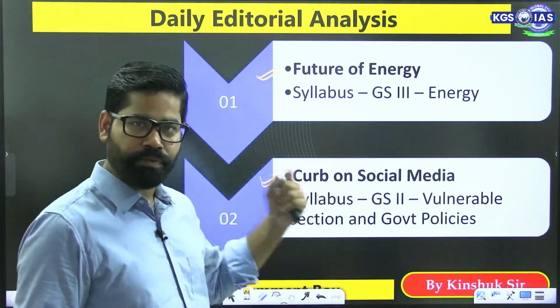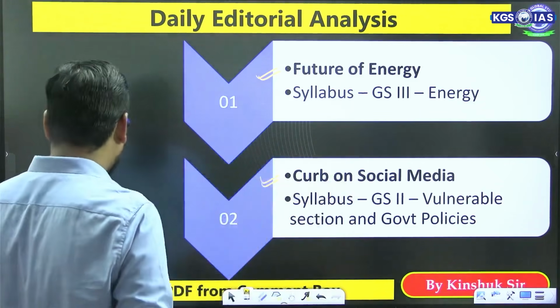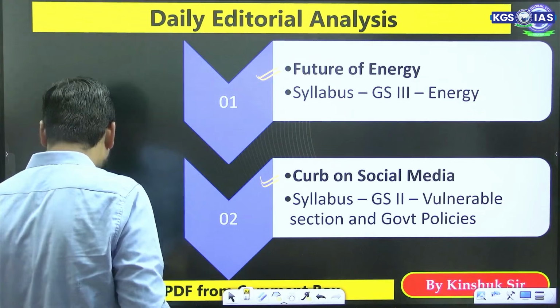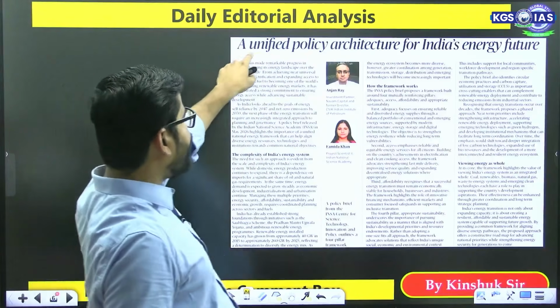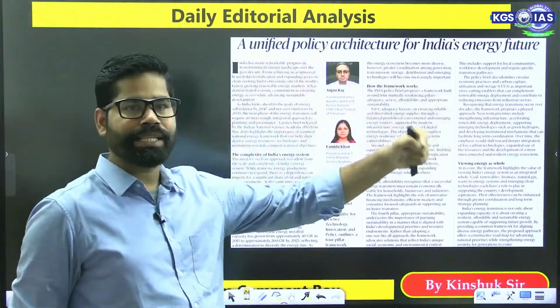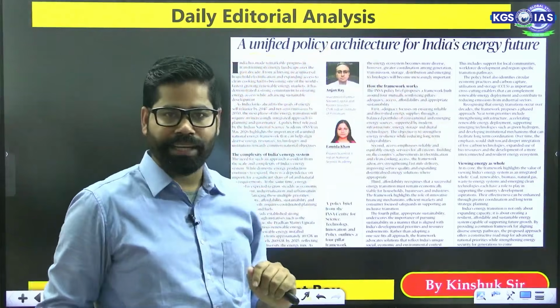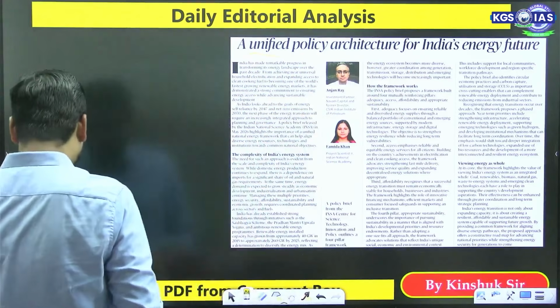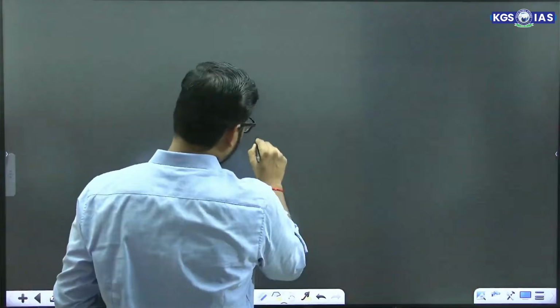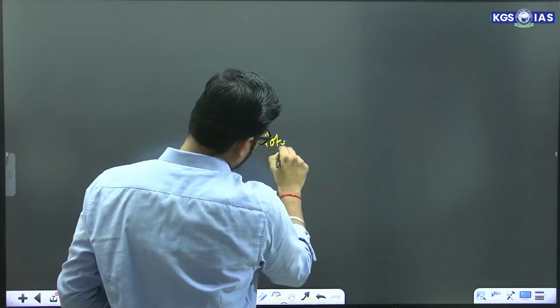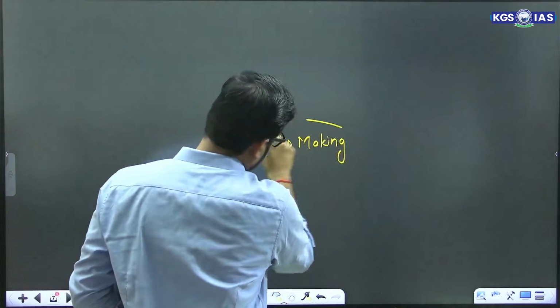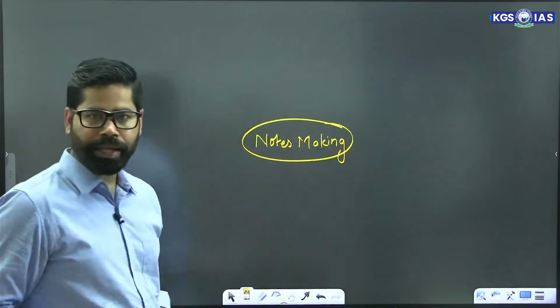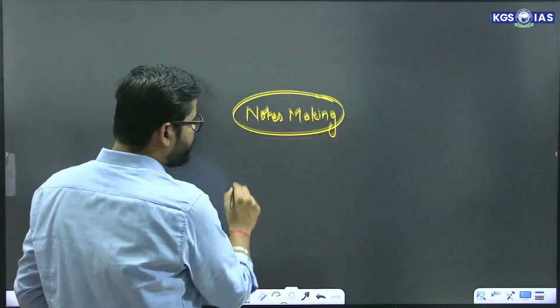So these are the two topics which we are going to discuss. Now let me just give you a hint of this one topic, future of energy. Let's say here the article is about unified policy architecture for India's energy future. When we are talking about notes making, that is how we should be preparing the notes of this topic. Okay. What is the theme here?